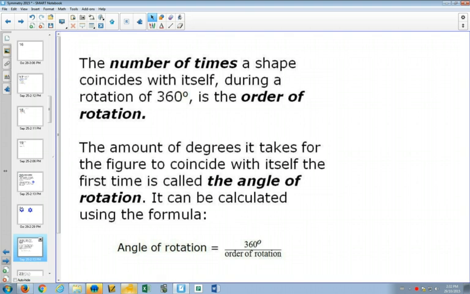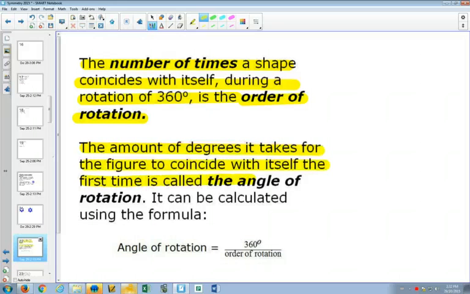If you have a highlighter or if you want to underline the important things here, right? The number of times a shape coincides with itself is called the order of rotation. Maybe you want to do the whole definition. The number of times a shape coincides with itself is the order, and the amount of degrees it takes for the figure to coincide for the first time is called the angle of rotation.